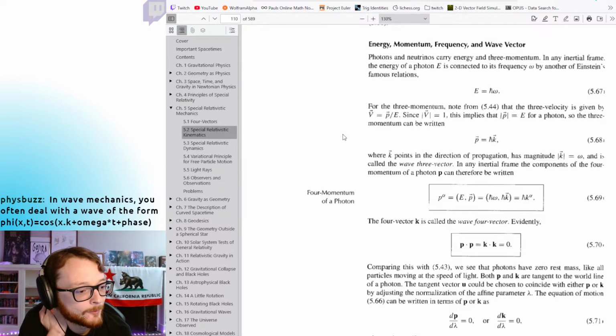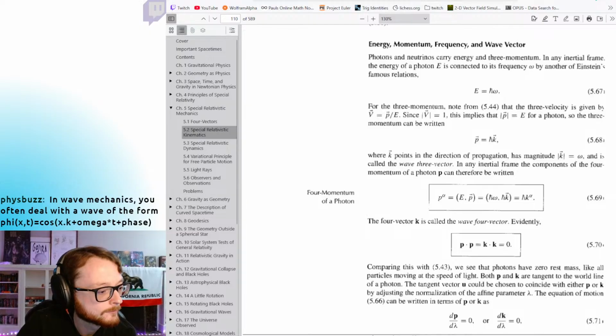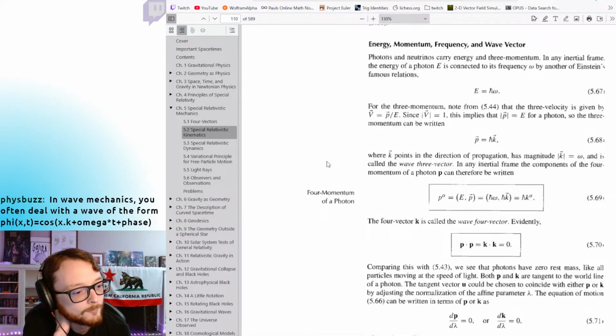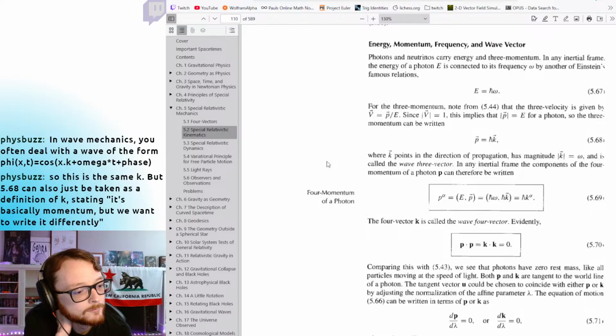Wave mechanics often deal with waves of the form phi of x comma t equals cosine of kx plus omega t plus a phase. Yeah, I think I've seen waves written that way. Oh, so that K is this K, is it? X is space, T is time. There's just a phase shift, which we don't care about. And omega is like per second and K is per meter, isn't it? I've heard K called a wave number or something.